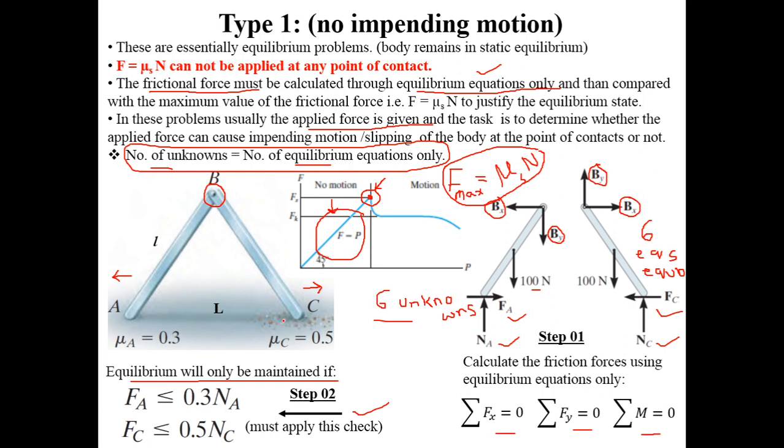Because we have assumed that point A and point C will remain in equilibrium, because type 1 problems are equilibrium problems, we have assumed them to be in equilibrium, then the calculated values of friction force, that is Fa and Fc, which we have calculated from the equations of equilibrium, these two values must be less than the maximum value of friction force acting at point A and point C. So the maximum value of friction force acting at point A is mu A multiplied by Na, and the maximum value of friction force acting at point C is mu C multiplied by Nc.